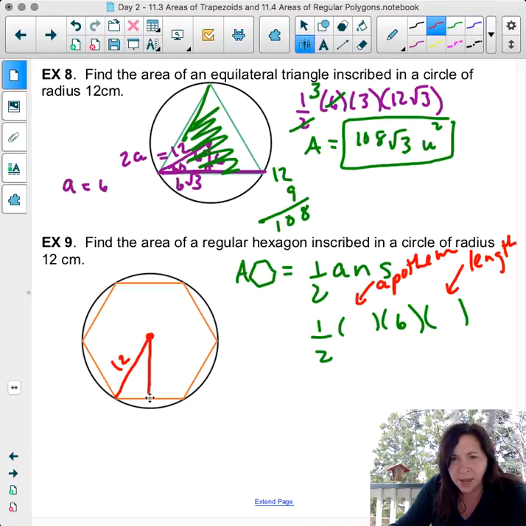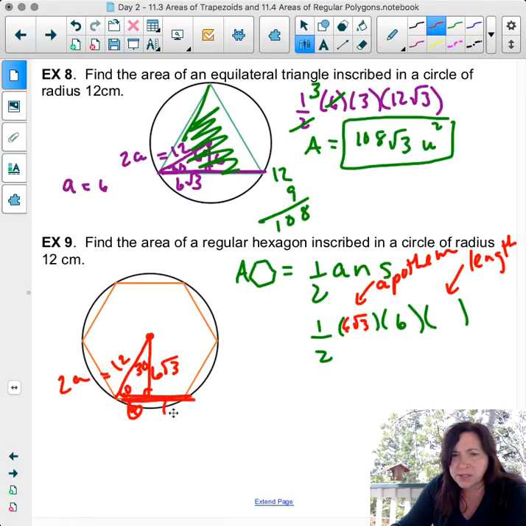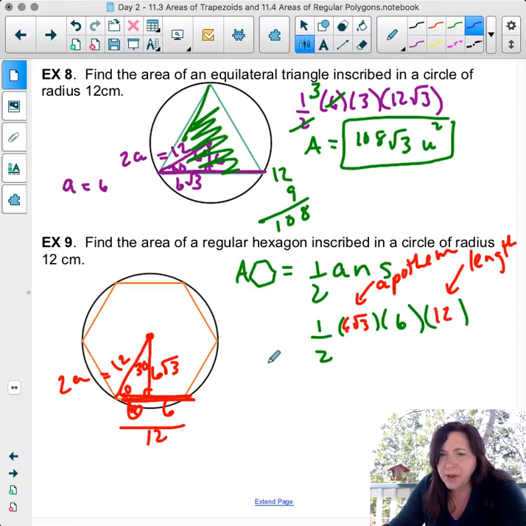And this being my apothem, again, this is 60 degrees. Across from the 90 is equal to 2a, so a is 6. That means across from the 30 is 6. Across from the 60 is 6 root 3. So that means my apothem is 6 root 3. The length of one side of my hexagon is going to be 6 plus 6, which is 12. So that's this value here.